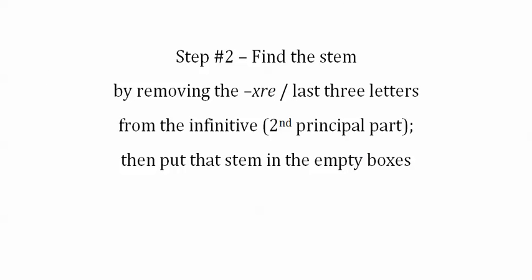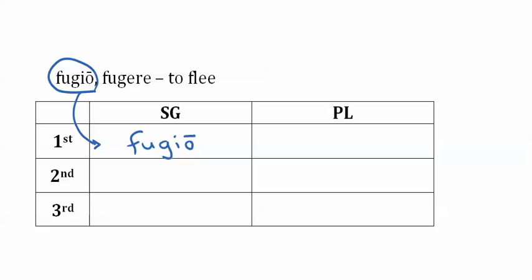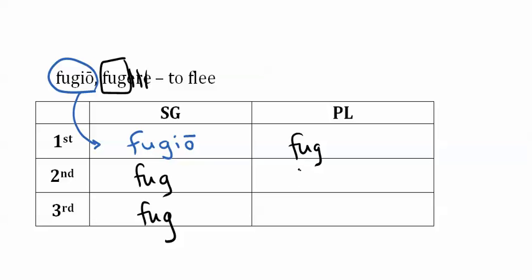Now I'm ready to add my stem. I'm going to find that by removing the last three letters from the infinitive. So something, here represented by X, R-E. And then that stem will go in all the other boxes, which I haven't touched yet. Here's the E-R-E that I'm going to ignore, and everything in front of it will be my stem. So the stem for this particular verb is F-U-G. I'm going to put that in all my empty boxes because that will start all the other present tense forms.